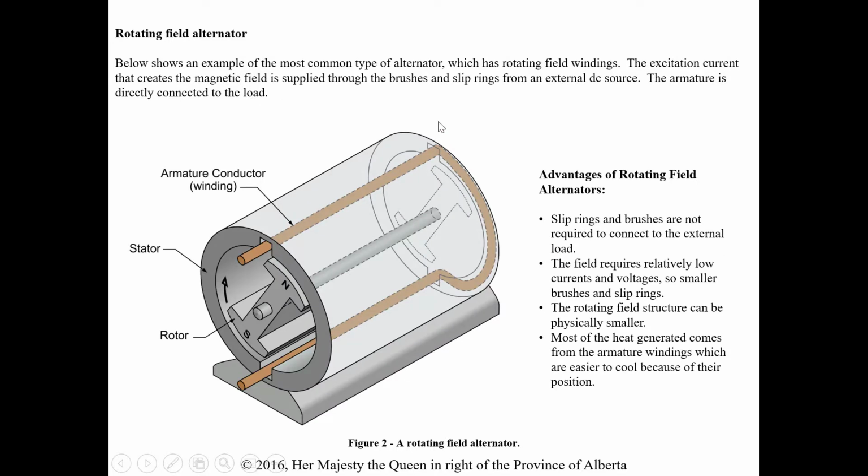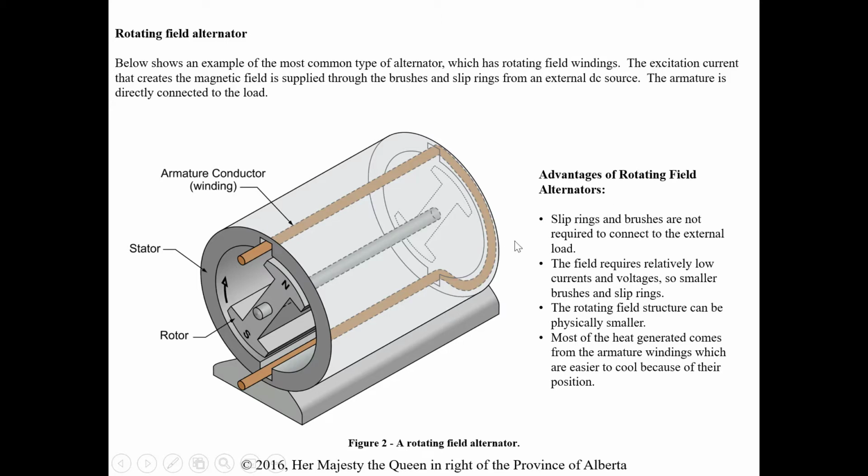Rotating field is more common. What that's going to do is rotate this field, so you can see the north and south here, within the armature winding. So we still have that motion, we still are generating a voltage, but now these armature conductors can be significantly larger, because they're on the stator now, they're not moving around. So this is more common. The excitation current that creates a magnetic field is now supplied through the brushes and slip rings from an external DC source. And the armature is connected directly to the load and is stationary in this case.